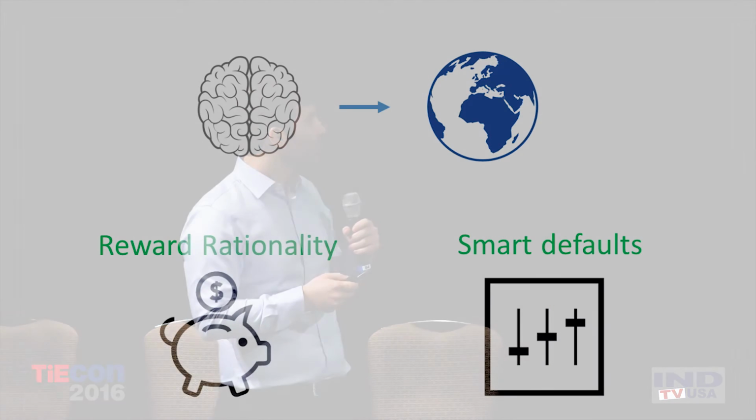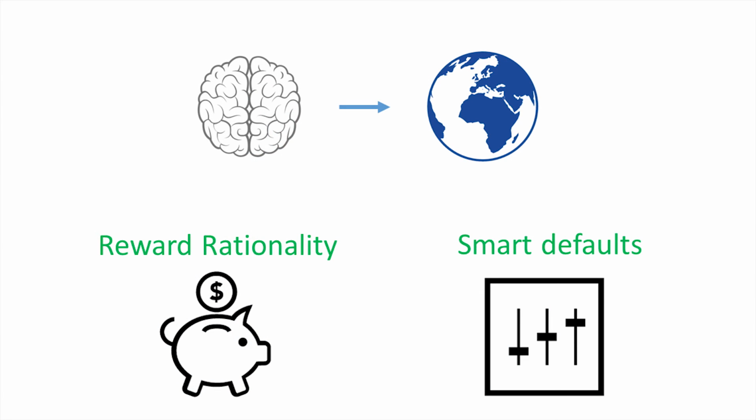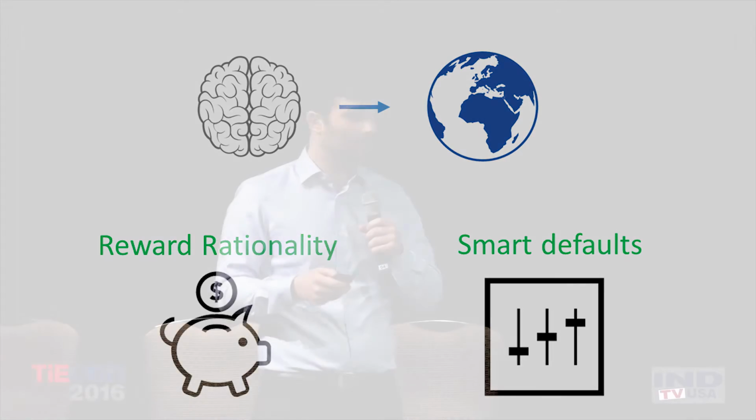So what do you do if there's a big problem in the world where irrationality seems to be the issue? Well, you can reward rationality. For example, let's say people aren't saving enough money, you can give them tax incentives to save more money. Or you can use smart defaults. Like we saw in the organ donation example, the way you set up a default can massively impact people's behavior.